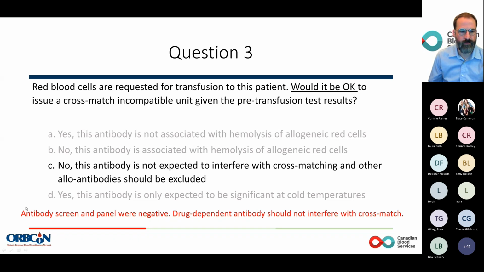And then option D: is this antibody expected only to be significant at cold temperatures? Well, that's not true of these antibodies. They're not necessarily cold reactive only. They can react at any range of temperature, and often do react at body temperature, especially if it's causing clinically significant hemolysis. So that one's not true. Those are the concepts behind question 3.